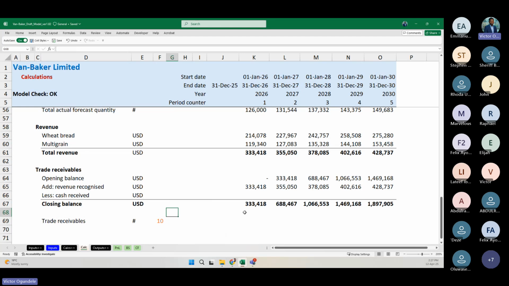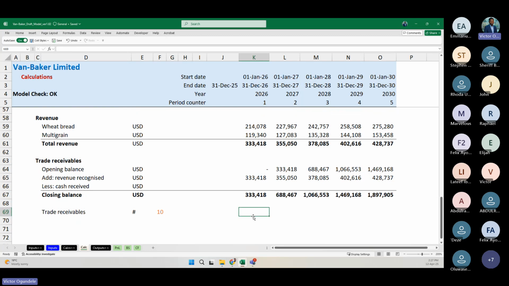So now let's look at how we get to do this. For our trade receivables, because this is in days, if you take that as 1 week, let's say 1 week inclusive of the weekend, right? Because our dates are not separated into working days and non-working days. So let's assume this is 10 days, which means 1 week plus 3 days.